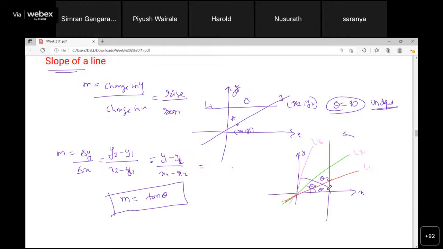I can say I don't need to change in the x direction because it is changing infinitely in the y direction, right? That is undefined. This is a simple concept of slope. If you are given any two points, you should be able to find out the slope. By just applying this formula, you should be able to find out the slope of a line.